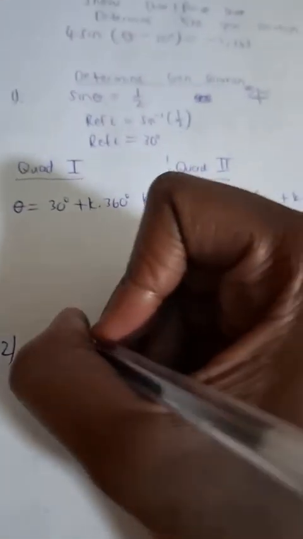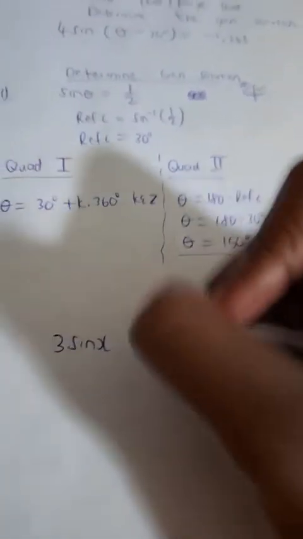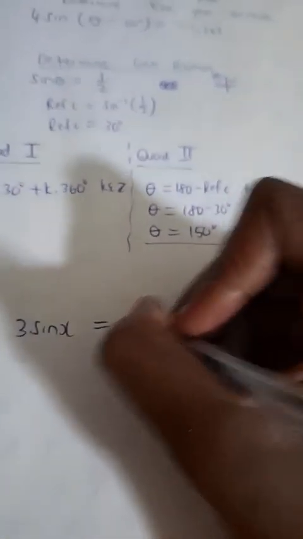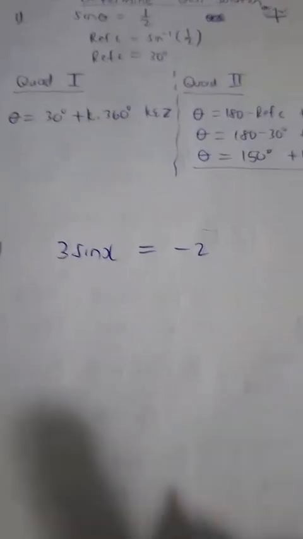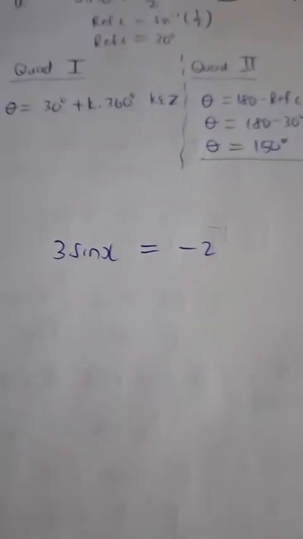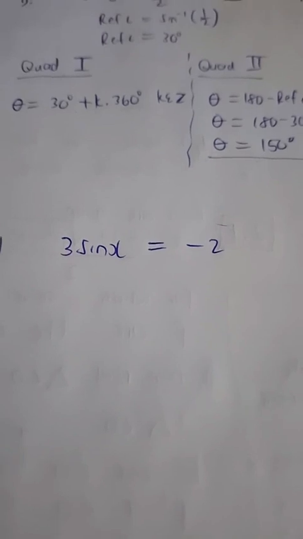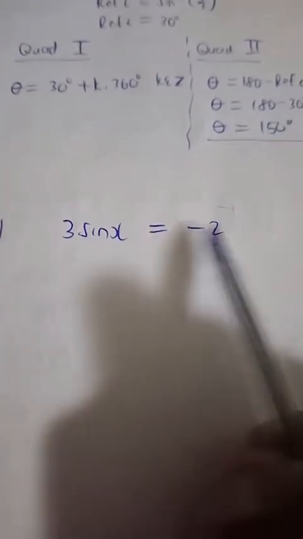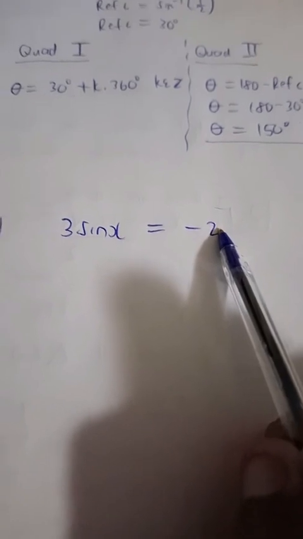Okay, let's look at another one. Number 2, slightly different in this way. This is 3 sine x is equal to negative 2. Likewise, again, we are being asked to determine the general solution. So step number 1: 3 is a coefficient of sine x, and we have negative 2 on the right hand side.